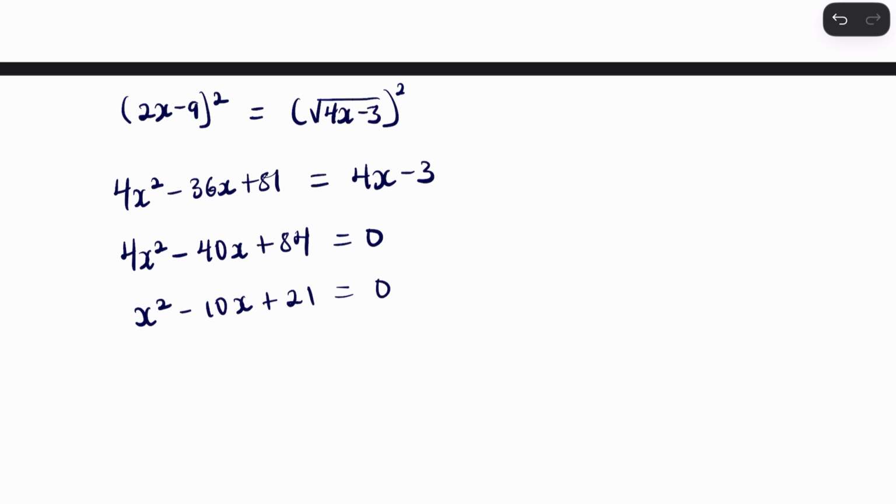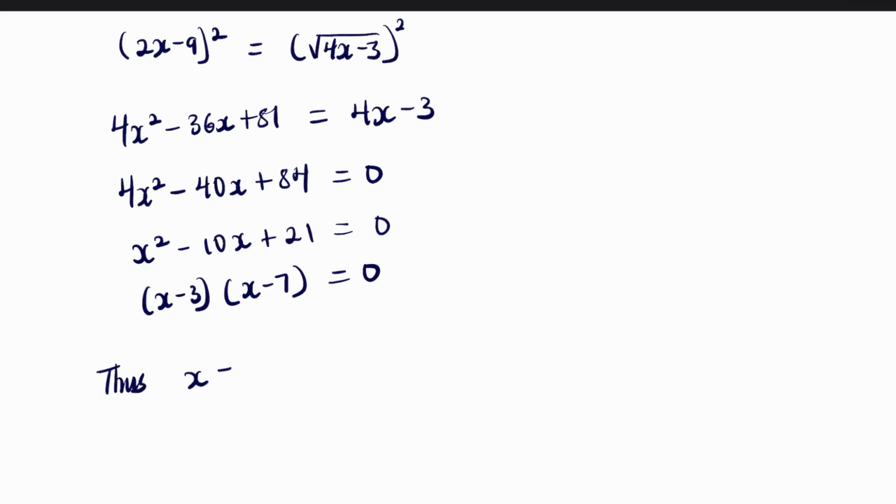So we find the factors. So we are going to have (x - 3) multiplying (x - 7) is equal to 0. Thus, x is equal to 3 or x is equal to 7.